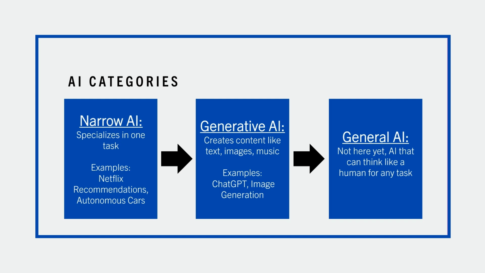Next up is generative AI. Generative AI creates content like text, images, and music. A couple examples of this that you might have heard of is ChatGPT or the many different generative AI tools to create images. Generative AI is the next step in AI as it can create new things that can be useful. And finally, there's general AI. We're not really here yet. This general AI could be AI that could think like a human for any type of task. Again, this has not yet been created, but it is a potential for the future.